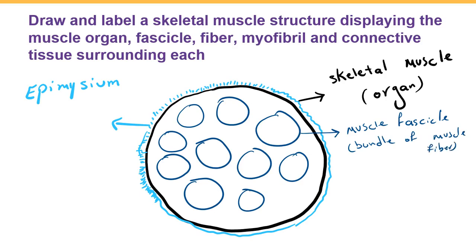What should we do right now? We have to protect this structure as well, right? Okay, now let's draw another connective tissue around each muscle fascicle for protection, to support our muscle fascicle. So then, what should we label this? Now, this connective tissue which surrounds each muscle fascicle is called perimysium. Peri means around, mysium means muscle.